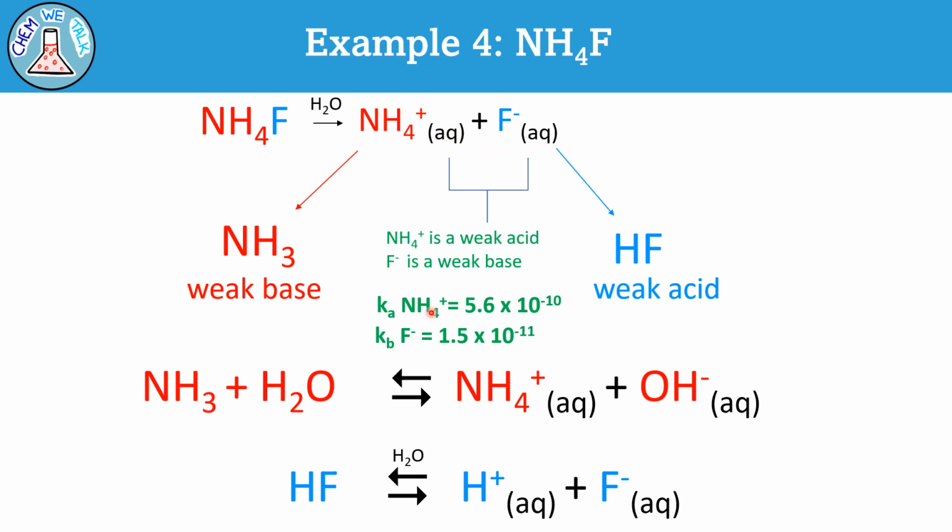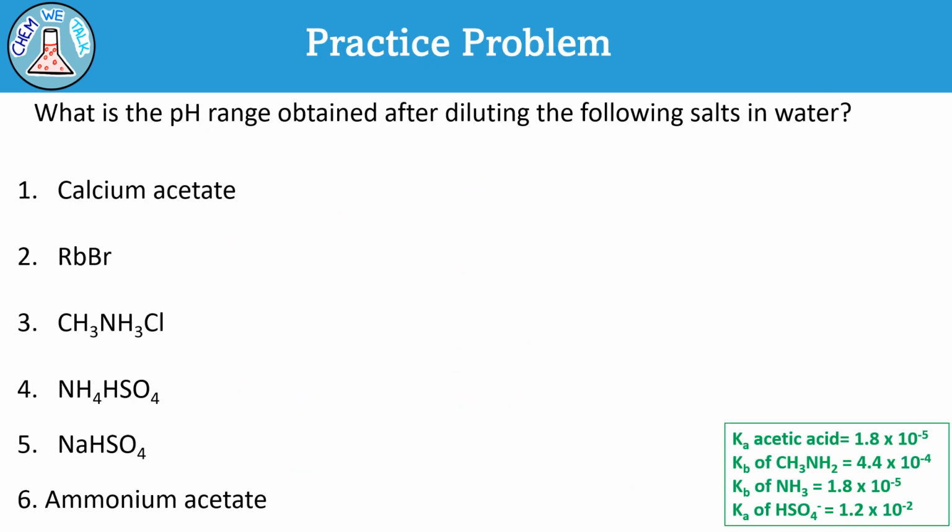And we can see that the Ka of NH4+ is 5.6 times 10 to the negative 10, while the Kb of F- is 1.5 times 10 to the negative 11. Those are both very small numbers, but the Ka of NH4+ is still larger than the Kb of F-, which means that this salt, NH4F, would in fact be acidic.